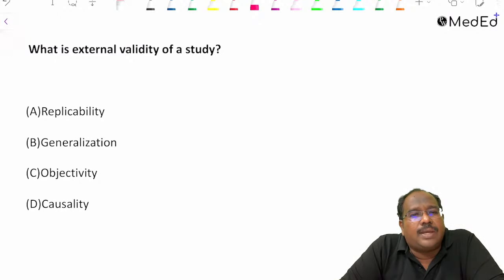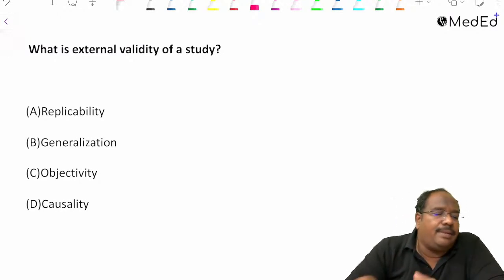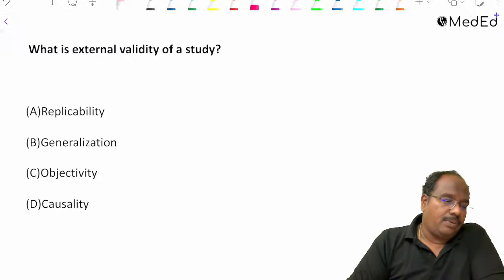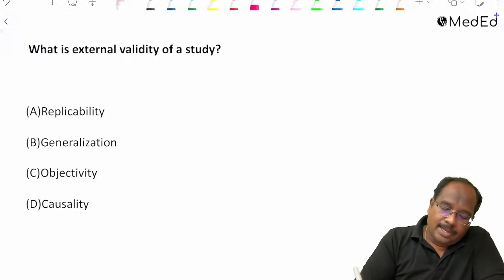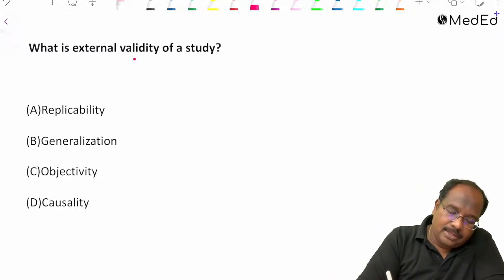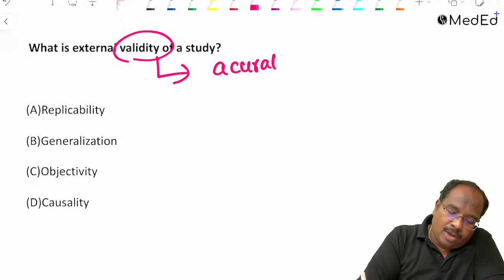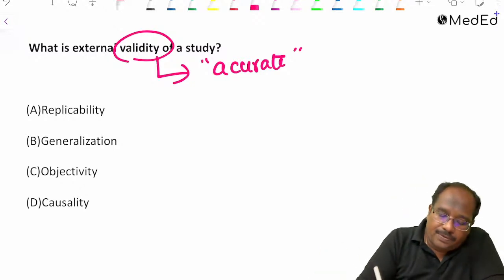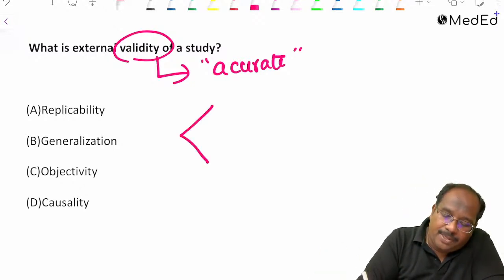Next question, guys. Try to answer this. What do you mean by external validity? First, what is validity? It is how accurate the study is. We have two types of validity.